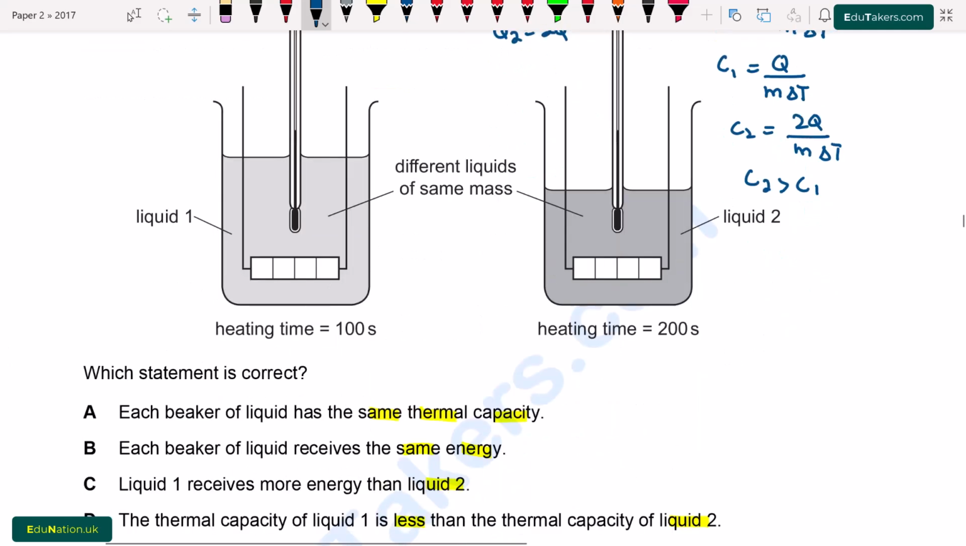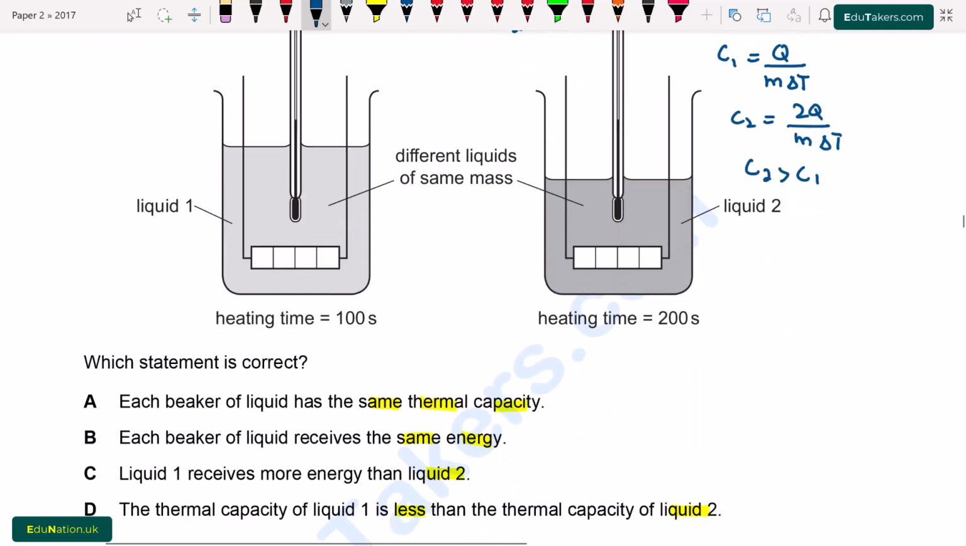Now we see the options. Option A. Each beaker of the liquid has the same thermal capacity, which is incorrect because here C2 is greater than C1. Option B is also incorrect because here each beaker of the liquid receives the same energy, which is not possible. Option C is that liquid 1 receives more energy than liquid 2. This is also incorrect because here liquid 2 gains more energy as compared to liquid 1. So the only correct option is D, that the thermal capacity of liquid 1 is smaller as compared to the thermal capacity of liquid 2.